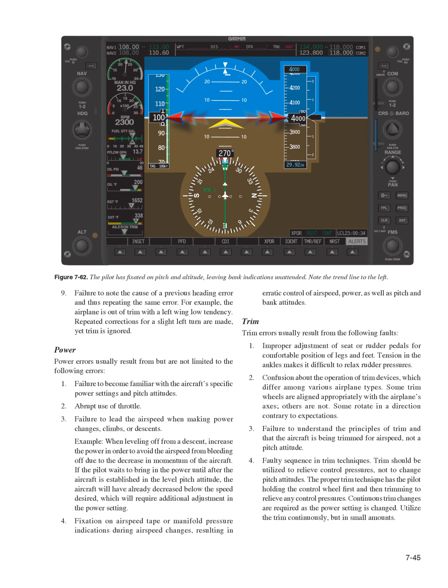Trim errors usually result from the following faults. 1. Improper adjustment of seat or rudder pedals for comfortable position of legs and feet. Tension in the ankles makes it difficult to relax rudder pressures. 2. Confusion about the operation of trim devices, which differ among various airplane types.